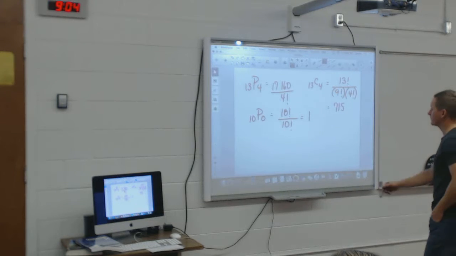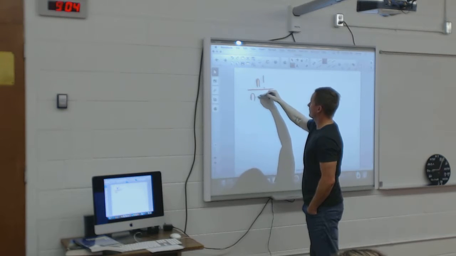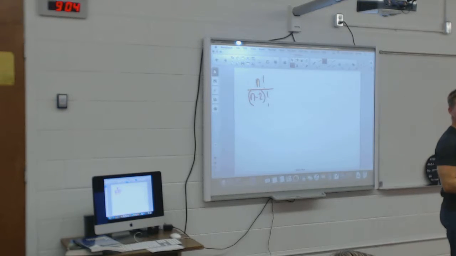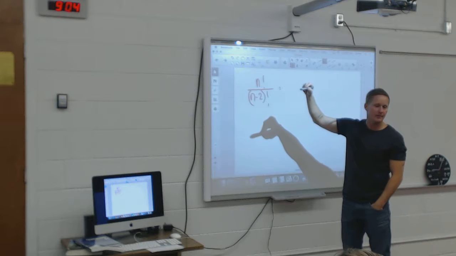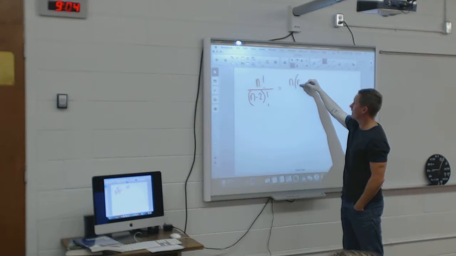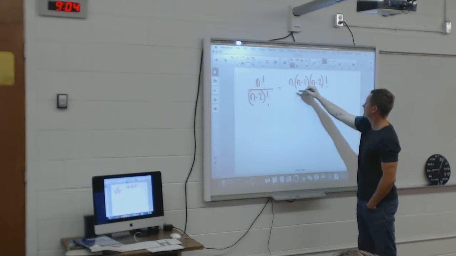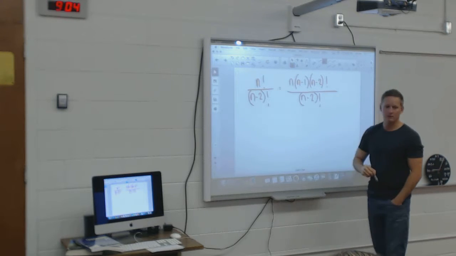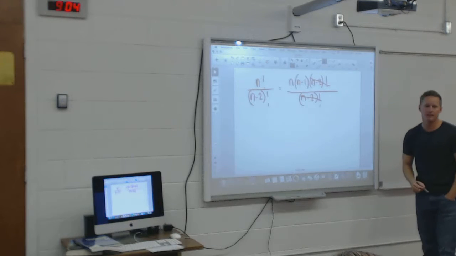Okay, so if you have n factorial over n minus 2 factorial, which is the larger of these two? Top or bottom? The top is, so I'm going to expand the top. What's the top expand to? N minus 1, n minus 2, factorial. This cancels. Alright, so it leaves me with n times n minus 1.